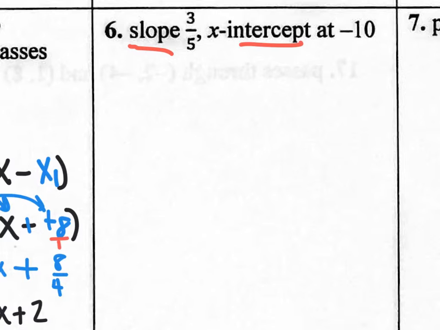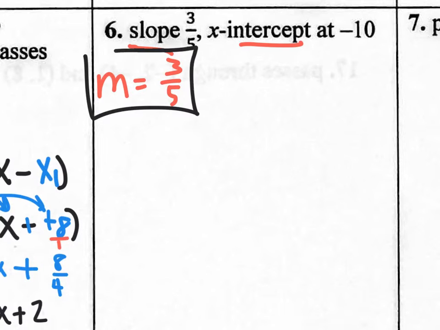So yes, for sure, you need m, and they tell you the m is 3/5. Okay? So that's the first important information we need. What else? They give us an x-intercept. So the b value, we don't know it yet. It's not -10. So we got to think about this, right?